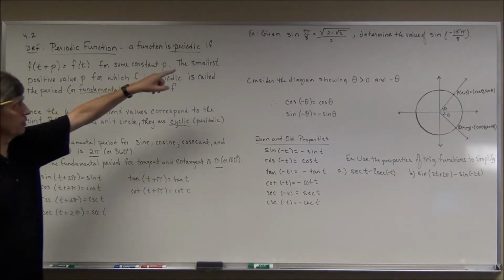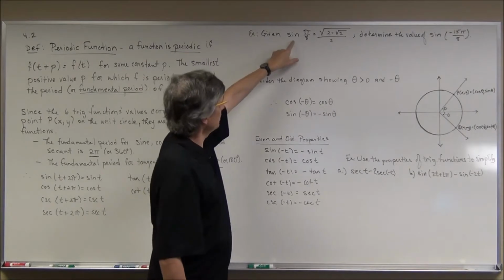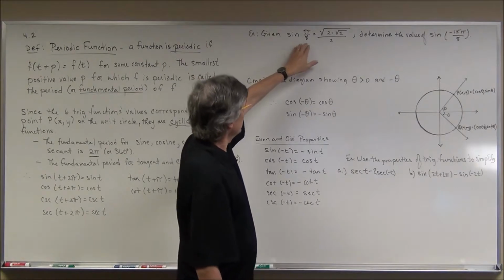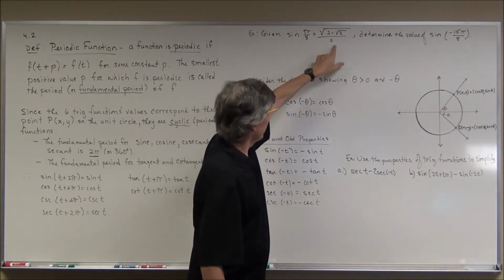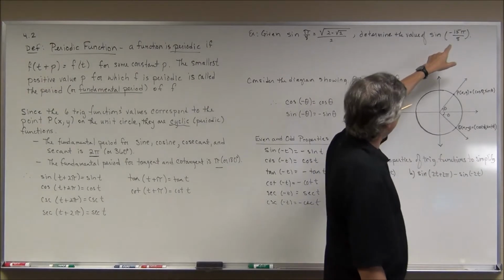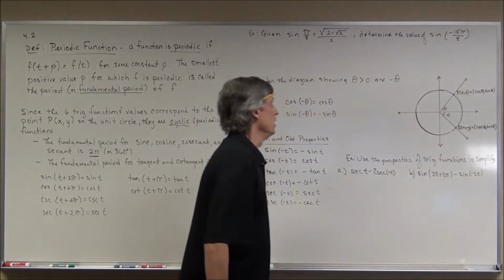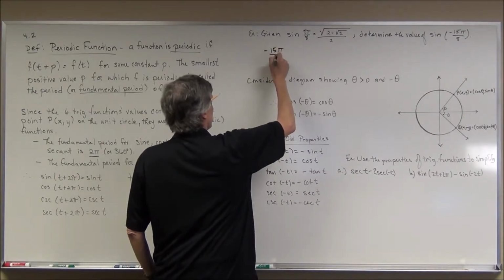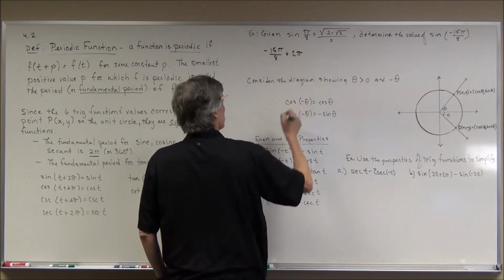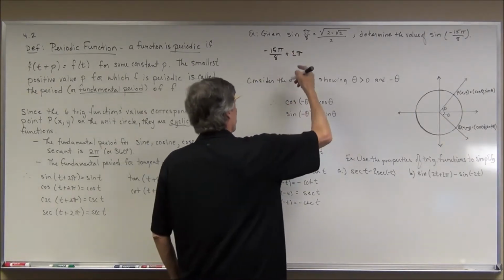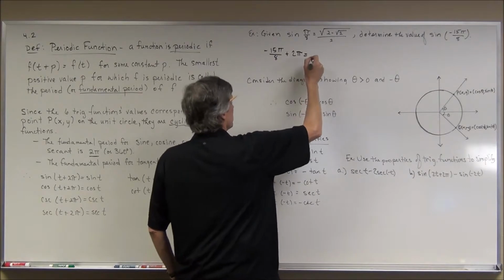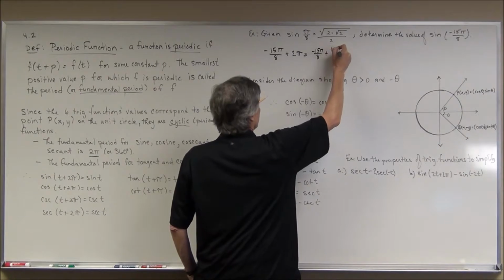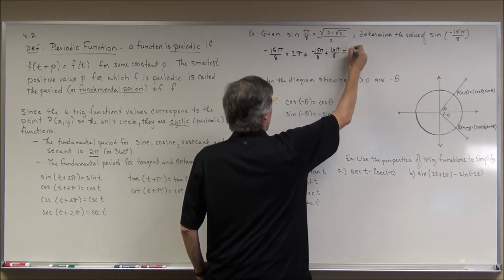Here's a simple example. It says, given that the sine of pi over 8 is the square root of 2 minus the square root of 2, all over 2, and believe it or not, within a couple of chapters, we'll be able to figure this out, determine the value of the sine of negative 15 pi over 8. Well, because negative 15 pi over 8 plus 2 pi, I'm adding on a revolution there, I'm adding on the fundamental period, I am going to get negative 15 pi over 8 plus 16 pi over 8, with a common denominator, which is pi over 8.